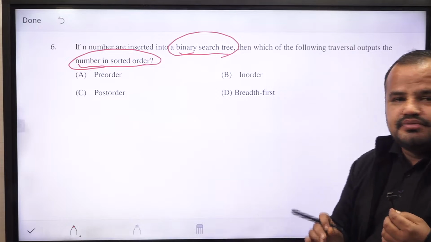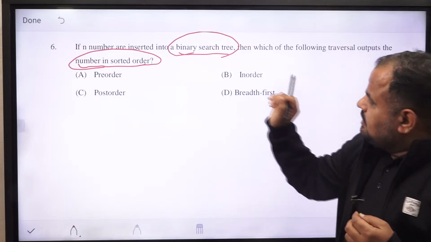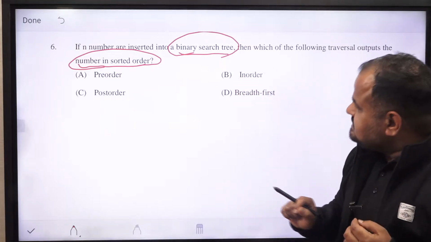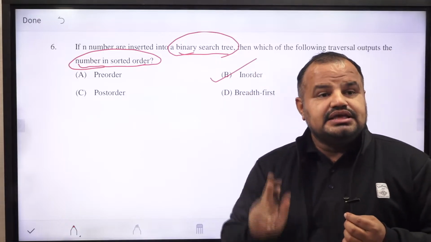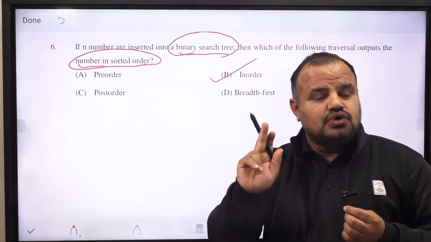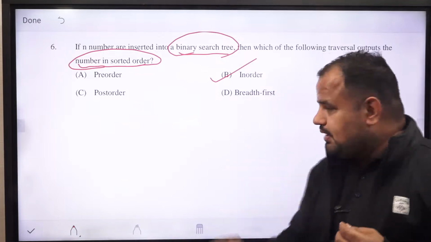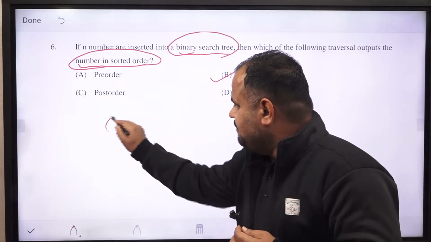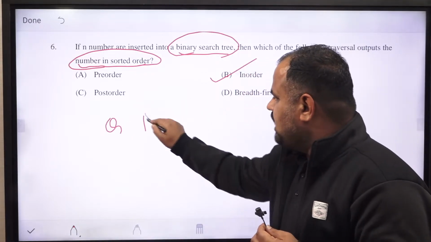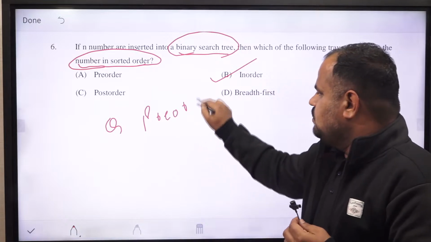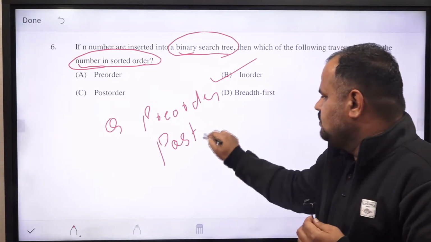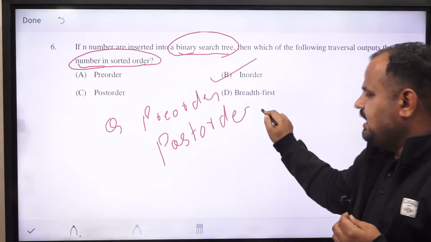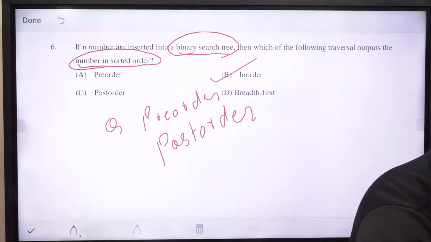Fine. So my dear students, we know that if I talk about the BST, the in-order of a BST is always sorted in nature. Fine, keep in mind this point. And one more thing: sometimes they may give you either the pre-order or the post-order. In that case, they may ask you what is the resultant BST.